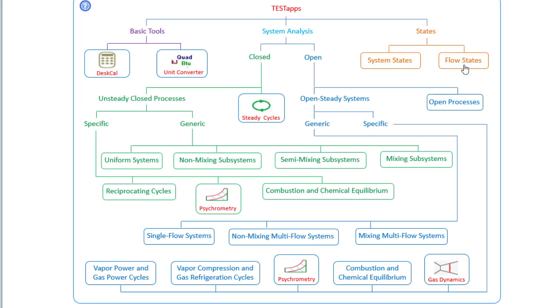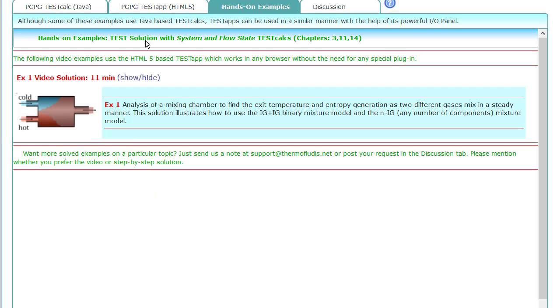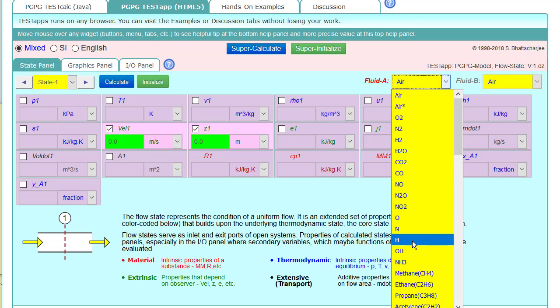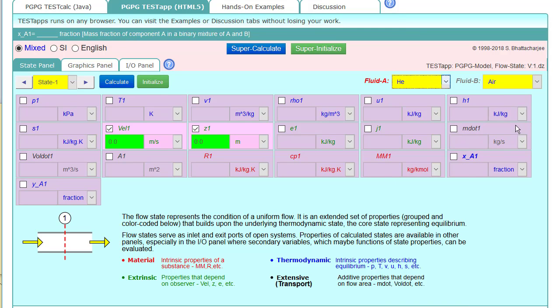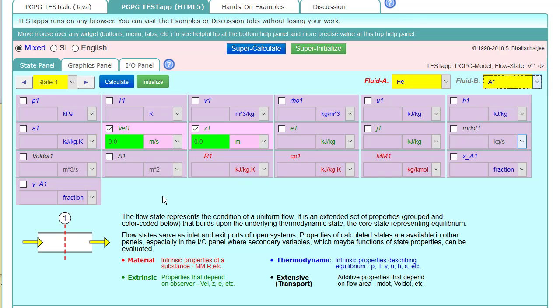So we'll go to test calcs, flow states. We're going to use the PG plus PG model. And we'll start entering our known properties. So we know that the first fluid is helium, so we'll scroll down for fluid A, get helium, and the second one is argon, which is right there.